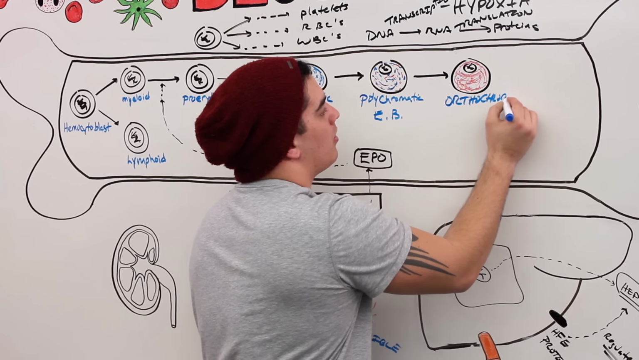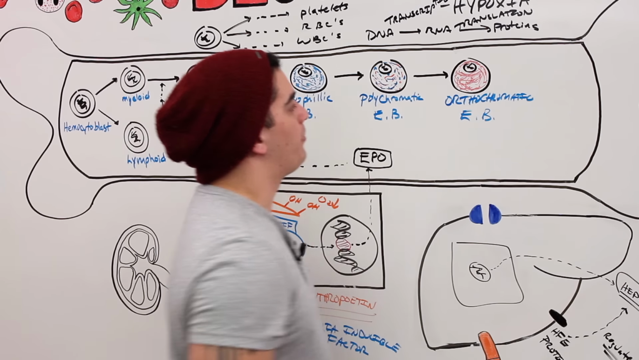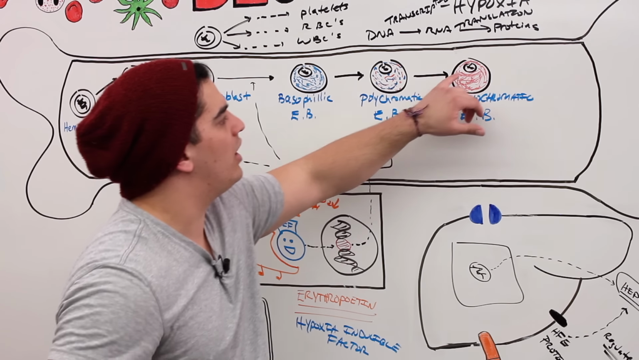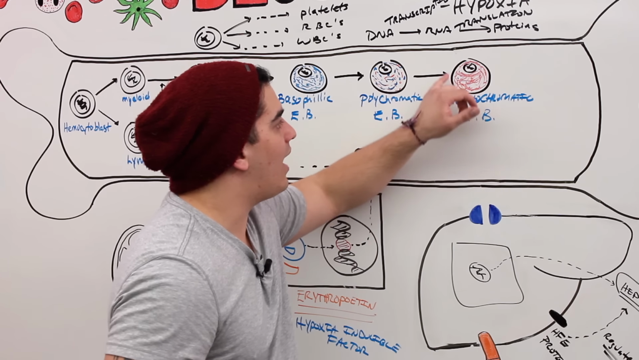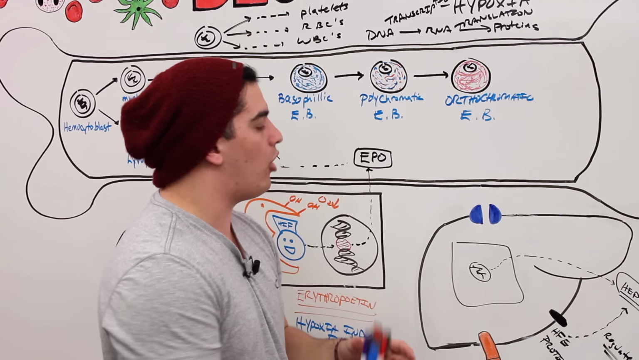orthochromatic erythroblast. So again, this is called an orthochromatic erythroblast. And again, what is important about this one? The nucleus should be really, really condensing at this point in time. And a lot of that should be having heavy, heavy hemoglobin by this time. Very, very little mRNA.